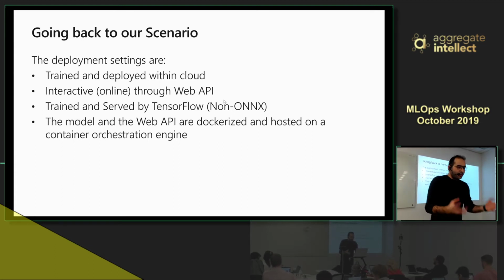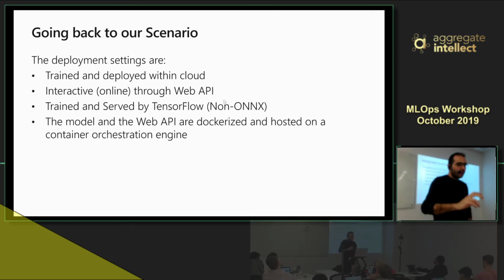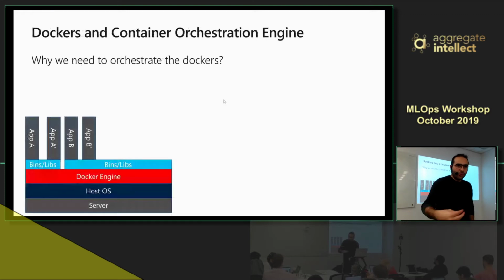All right, so now let's go back to our scenario. It will be trained and deployed on the cloud. It will be interactive and online through the API. It will be trained and served natively through TensorFlow. I didn't use ONNX, but of course you can go ahead and use ONNX. The model and the API are Dockerized into an image and then shipped to Kubernetes as a container orchestration engine. But now let's discuss why we need container orchestration, or why Kubernetes is important.